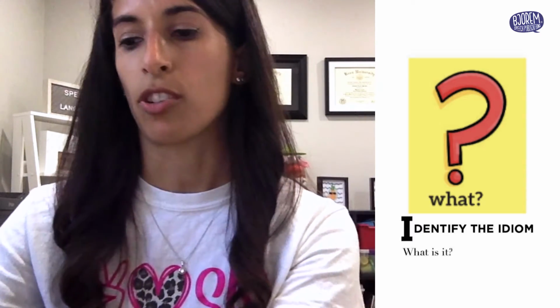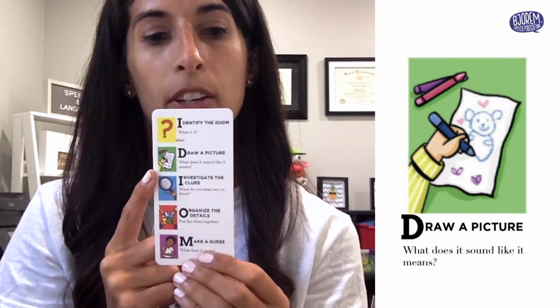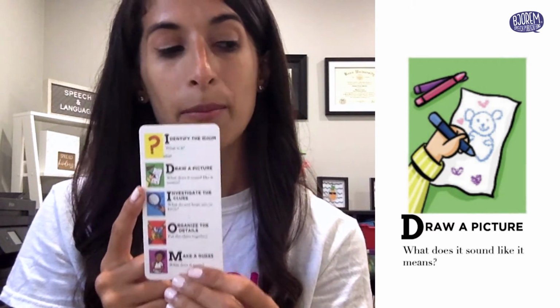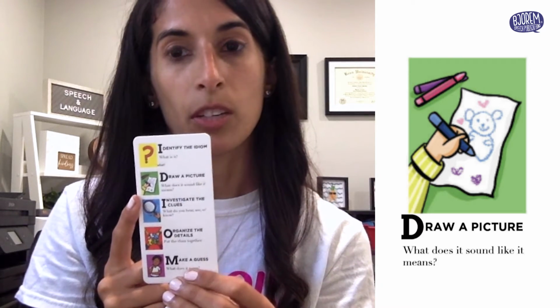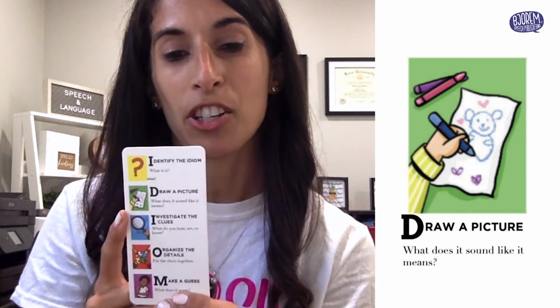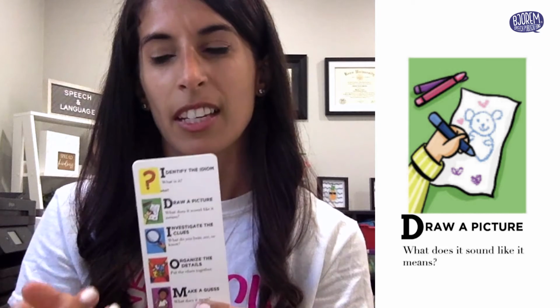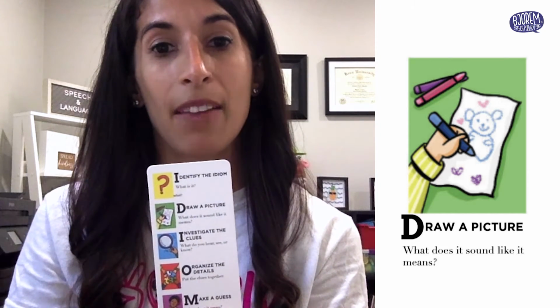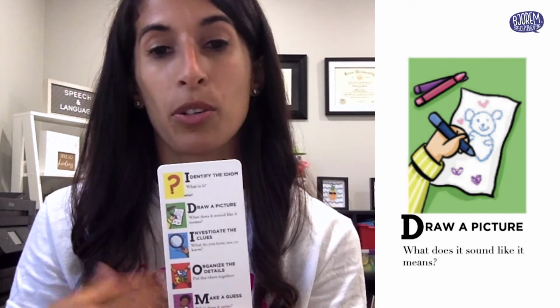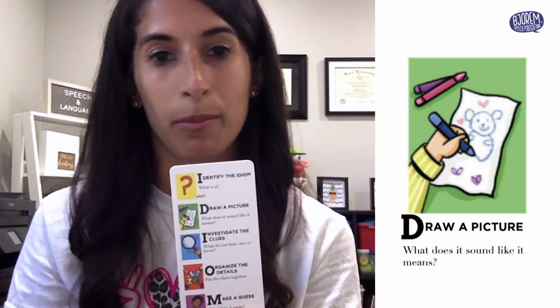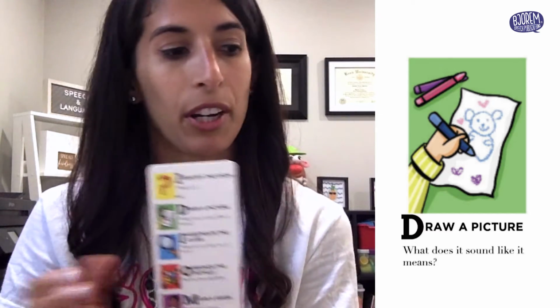So now let's start with the strategy. After we have identified our idiom, we're going to go on to drawing our picture. What does the idiom sound like it means? So this is where students are going to use the words that make up the expression for them to tell you what it literally sounds like it would mean. You're going to have your students draw their own pictures. You can use a whiteboard, crayons, whatever media method you prefer. And you're going to encourage the students to talk about their drawings after they have completed them.